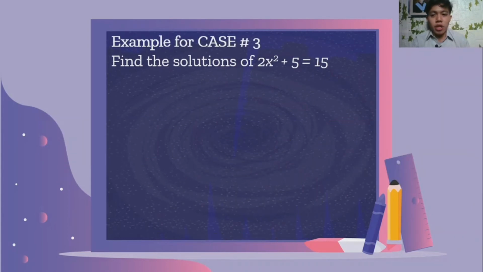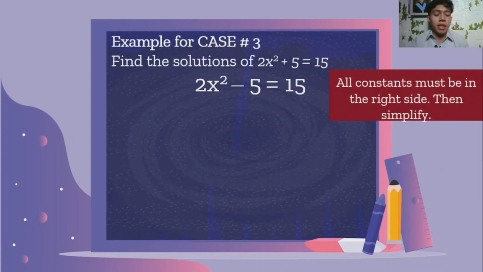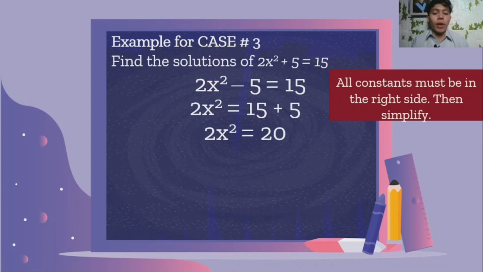Example for case number 3. Find the solutions of 2x squared plus 5 is equal to 15. Kopyahin muna natin. 2x squared minus 5 is equal to 15. Anong sabi ko kanina? All constants must be in the right side. So, anong gagawin? Ililipat mo yung negative 5 sa right side. Isasama mo siya kay 15. So, yung negative 5 magiging positive 5. So, 2x squared is equal to 15 plus 5. No? 15 plus 5, ilan? That is 20. Now, 2x squared is equal to 20.